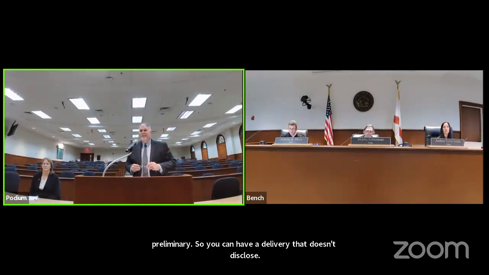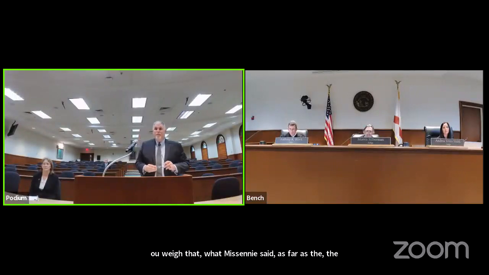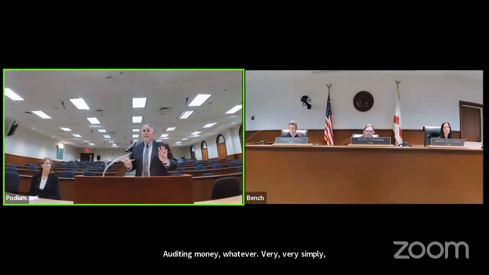Then how do you weigh what Ms. Henny said, as far as the importance of making sure that it is visible for the tenant to see? Because the protection here is to put the tenant on notice, to make sure the tenant then acts accordingly and does what they need to do, depositing money, whatever. Very, very simply put, one, there's no requirement of depositing money. The 3-day notice just says pay.